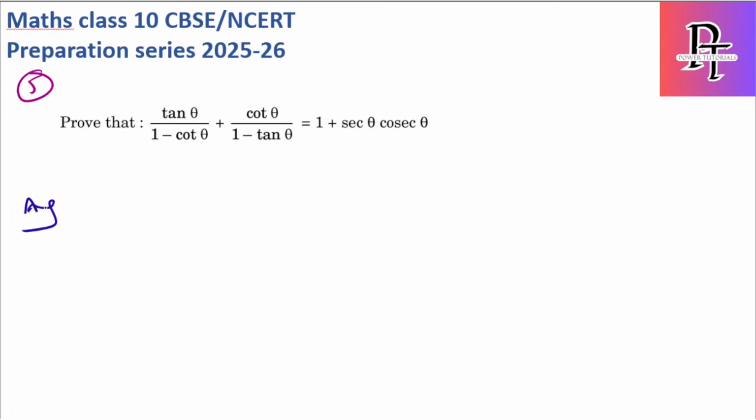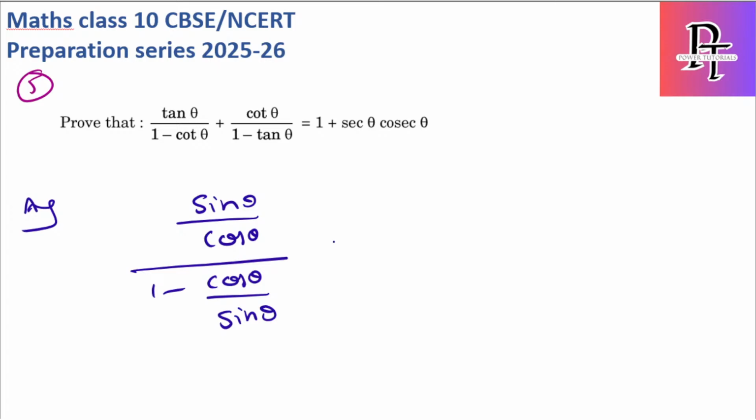So if you notice, on the left side we have tan and cot, and on the right side we have secant and cosecant. Secant and cosecant are nothing but the inverse of cos and sine. So let's convert tan in the form of cos and sine. The same way cot is also in the form of sine and cos, so that we can solve it easily. So tan theta is sine by cos theta by 1 minus cos theta by sine theta, plus cot theta is cos theta by sine theta by 1 minus sine theta by cos theta.